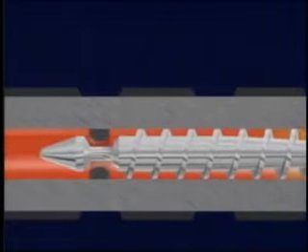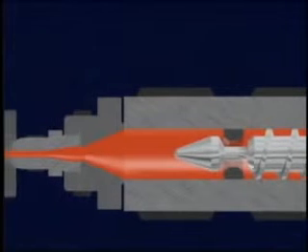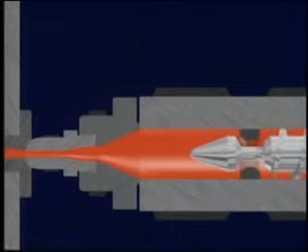The resin plasticizes or melts as the turning screw drags it towards the nozzle end. This is referred to as drag flow. Drag flow causes the polymer molecules to slide over each other, creating frictional heat, which melts the material.